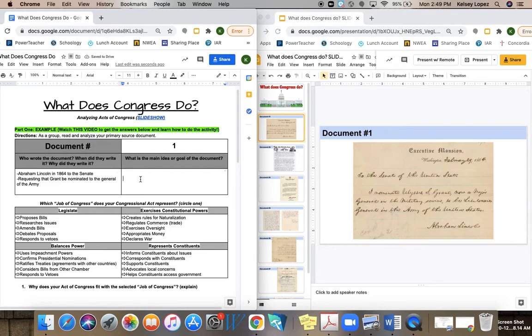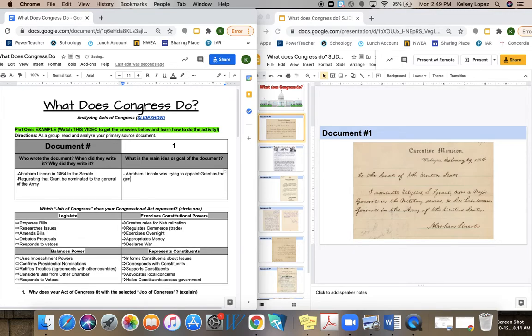And this kind of answers this question over here, but what is the goal of the document? Abraham Lincoln was trying to appoint Grant as the General of the military. Not the Army, the military, excuse me. It does say Army in there, but they're really focusing on the military in general. Okay, so then we have basic information about what the document is.